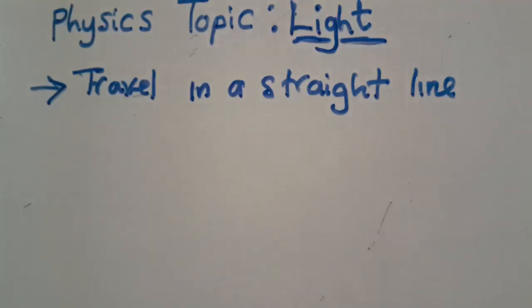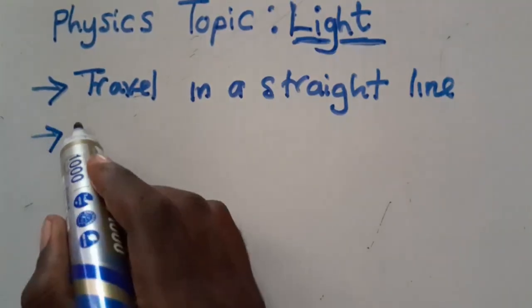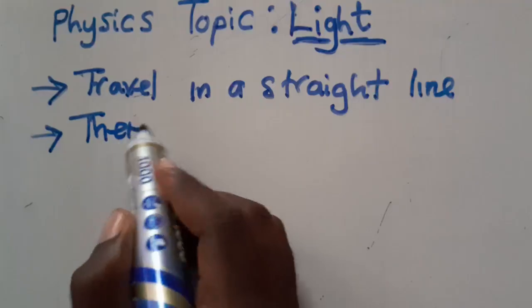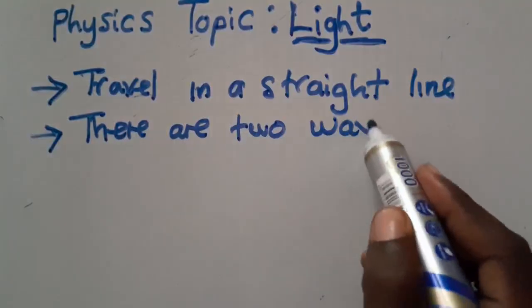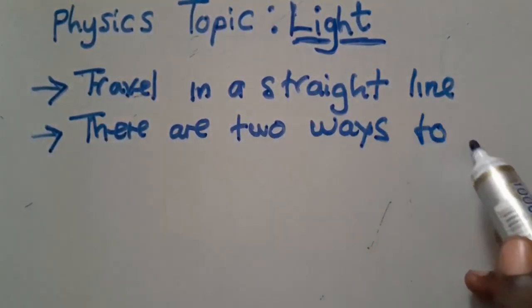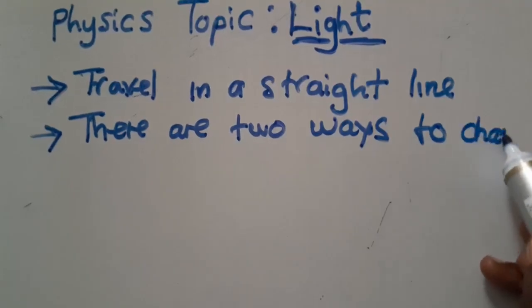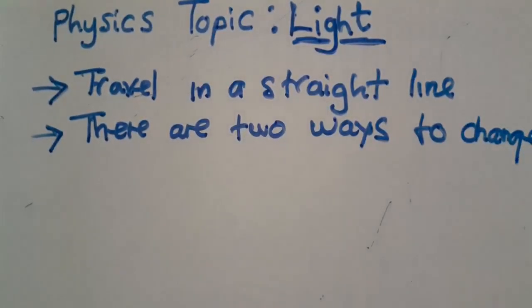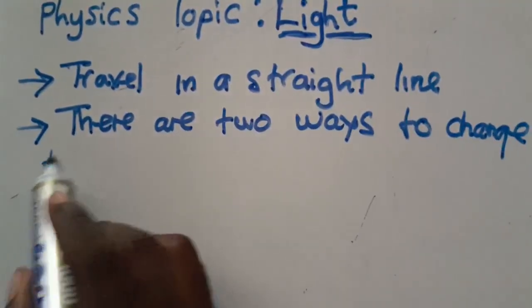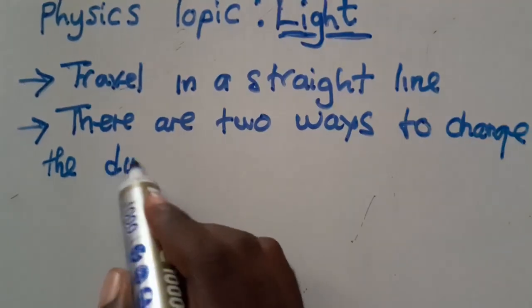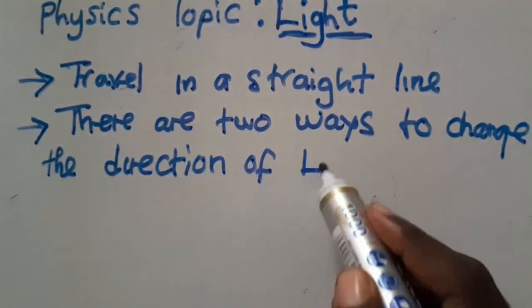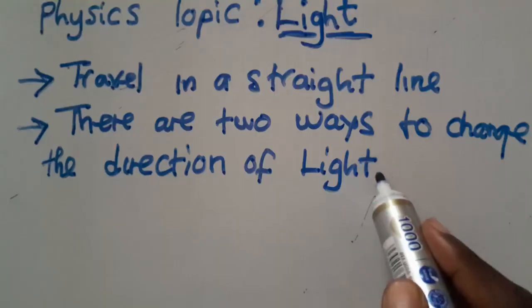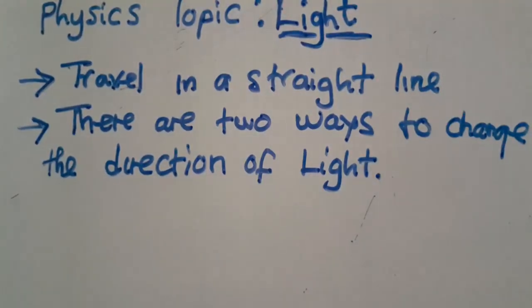And there are only two ways that can change the direction of light. So there are two ways to change the direction of light. This is what you need to understand: two ways in which we can change the direction of light.